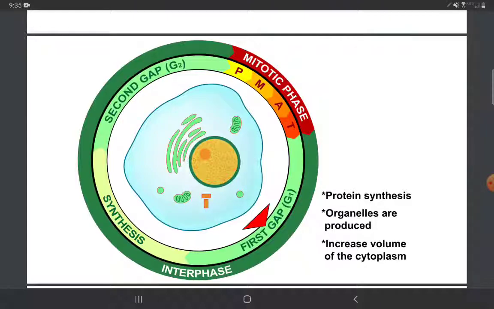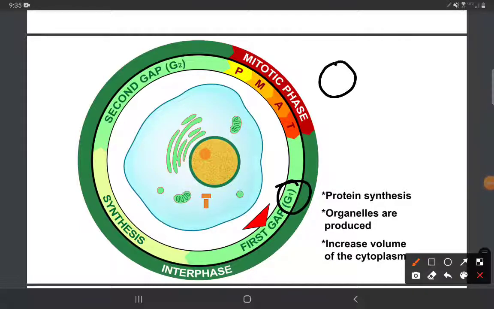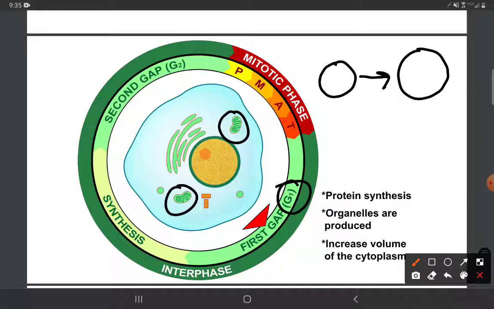The cell has a cycle of life, and that begins here in G1. In G1 phase, the cell will become larger. It will also begin to create organelles.